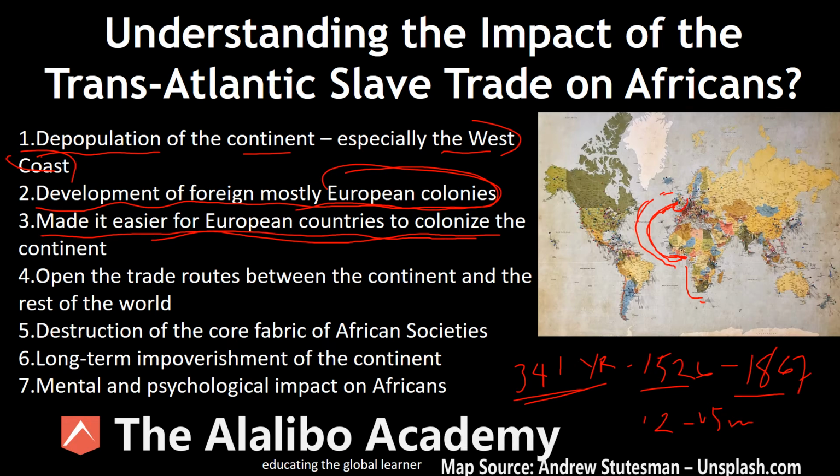So that made it easier for European countries to colonize the continent, because again, the blueprint is already out there, and all they had to do was follow the blueprint, come to the continent and colonize it.